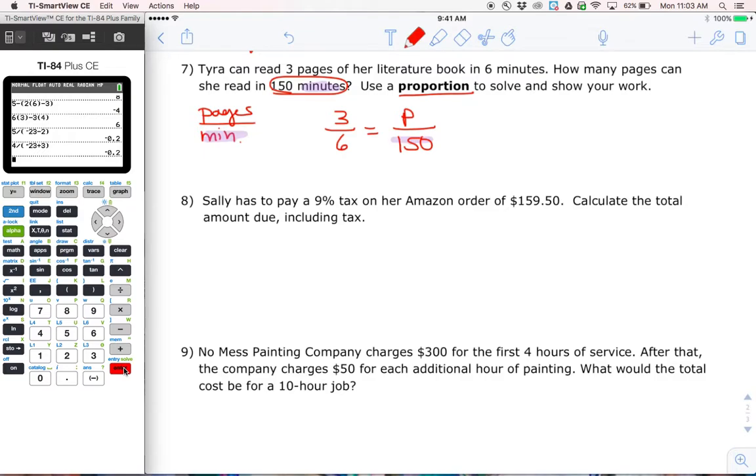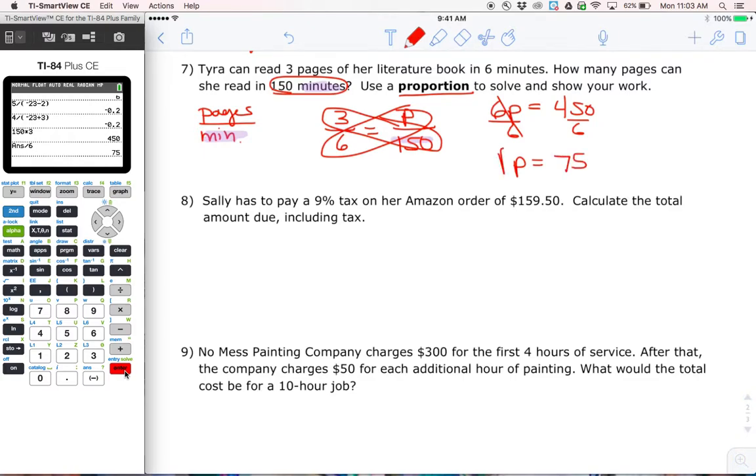Now we've got a proportion. We're going to cross multiply. So 6 times P, 6P is equal to 150 times 3, which we know, hopefully, is 450. And now we've just got an equation to solve. I can divide both sides by 6, and I've got P is equal to 75. Hopefully that makes sense, because 3 is half of 6 and 75 is half of 150. Just another way to think about it.